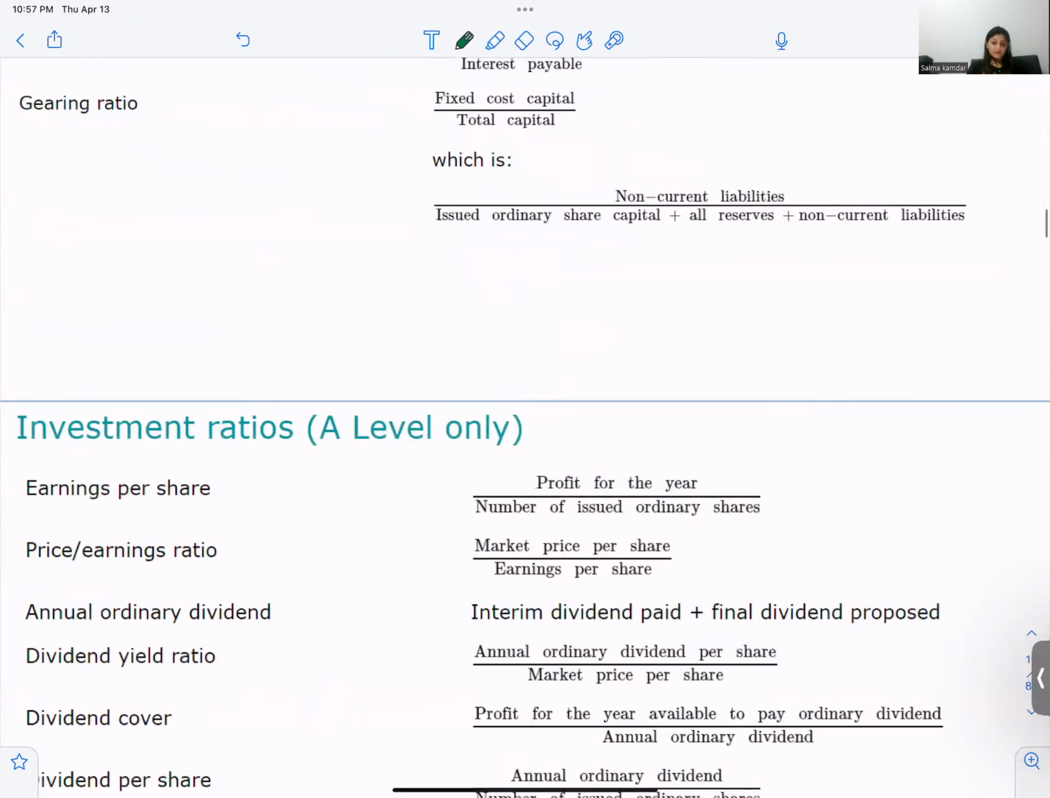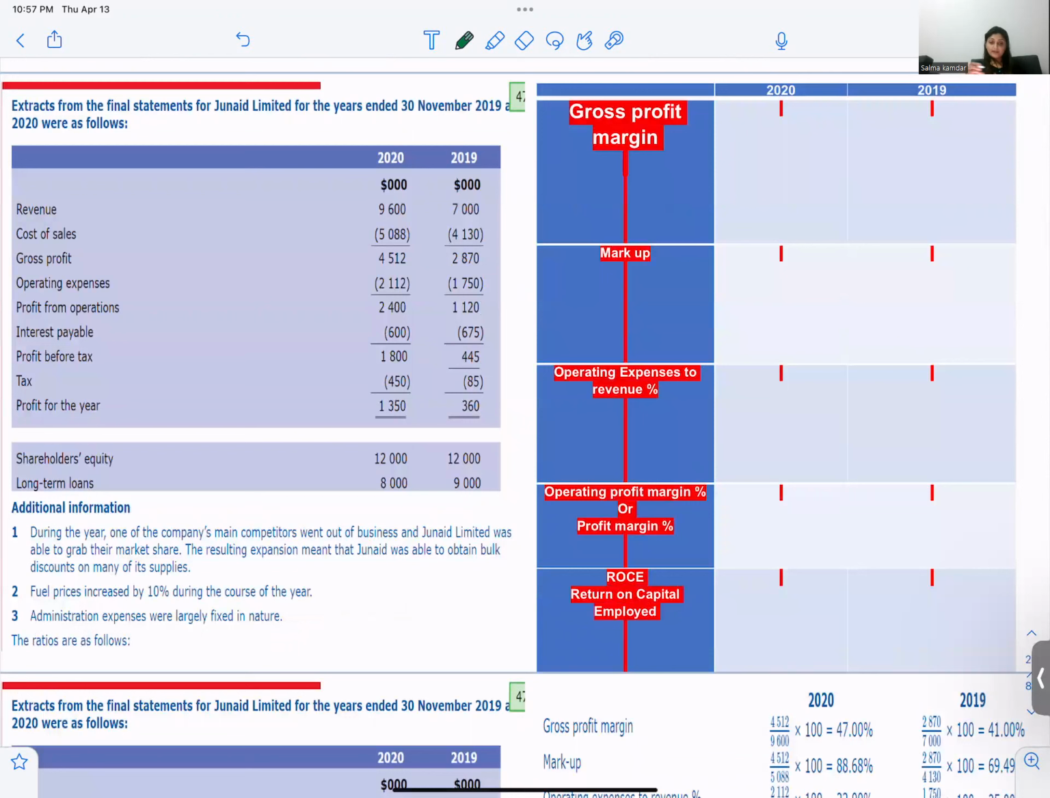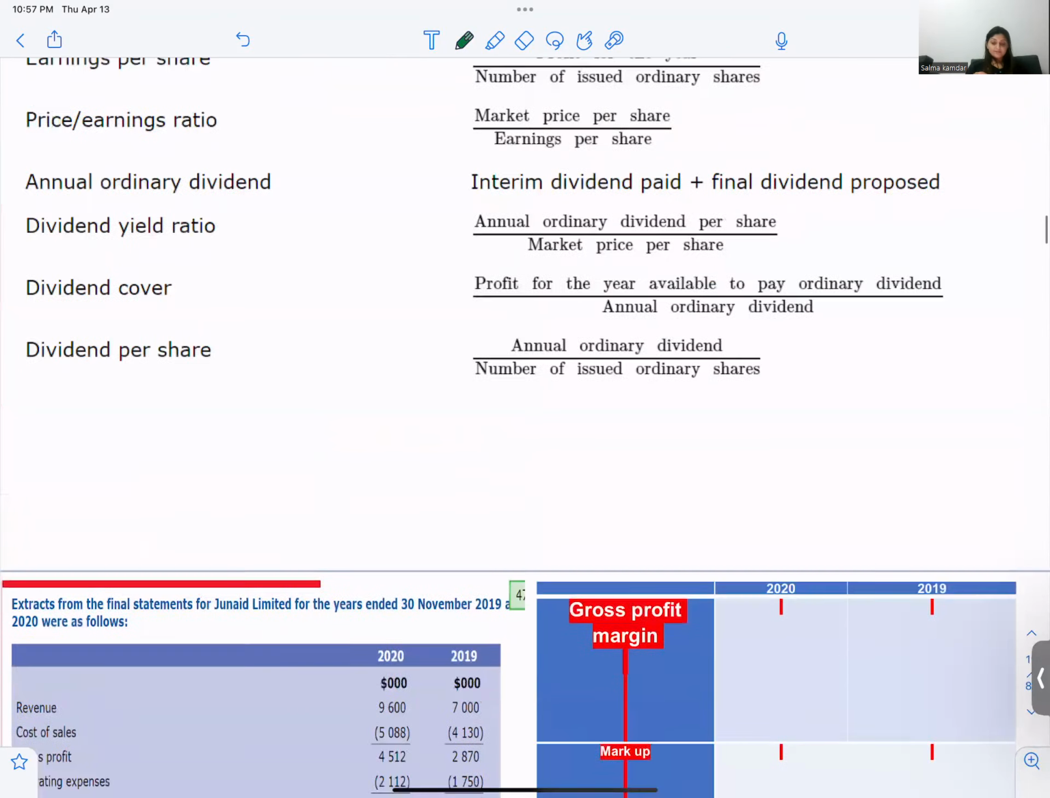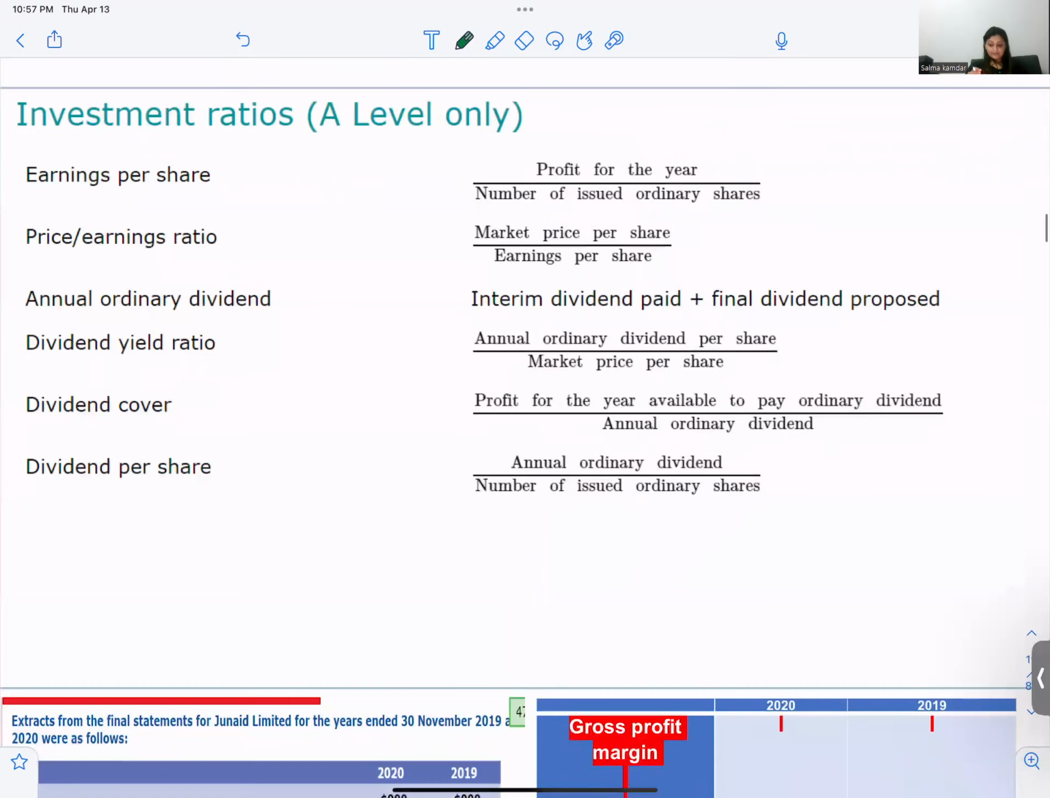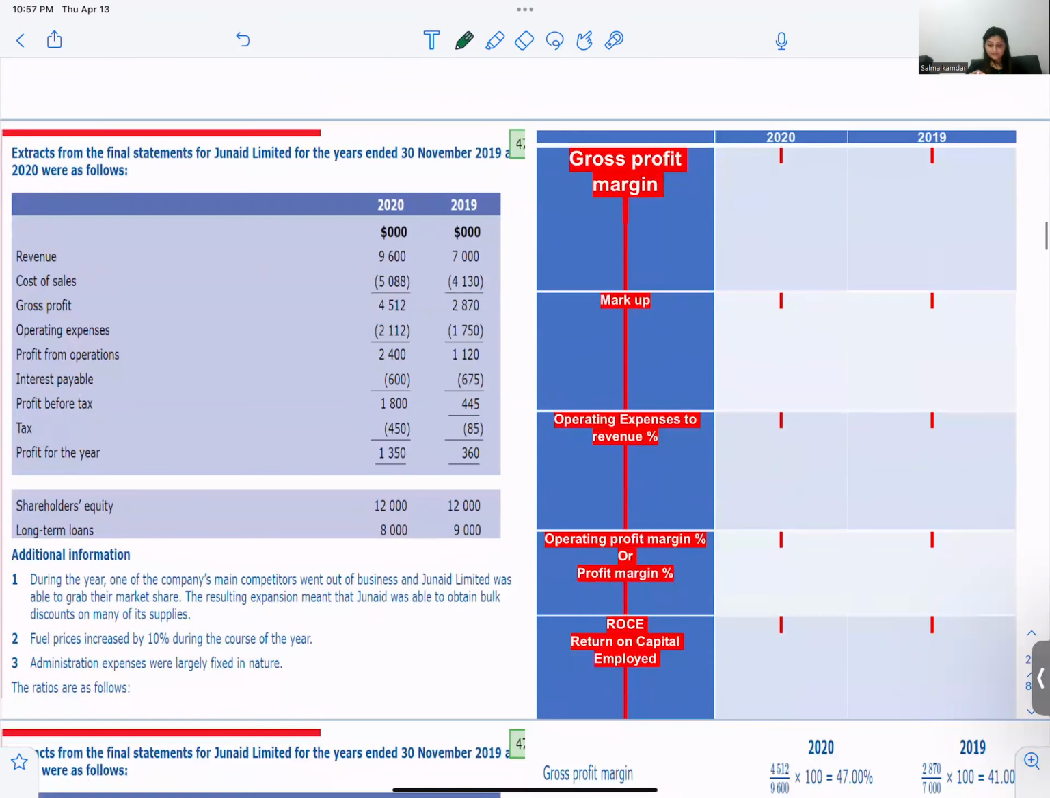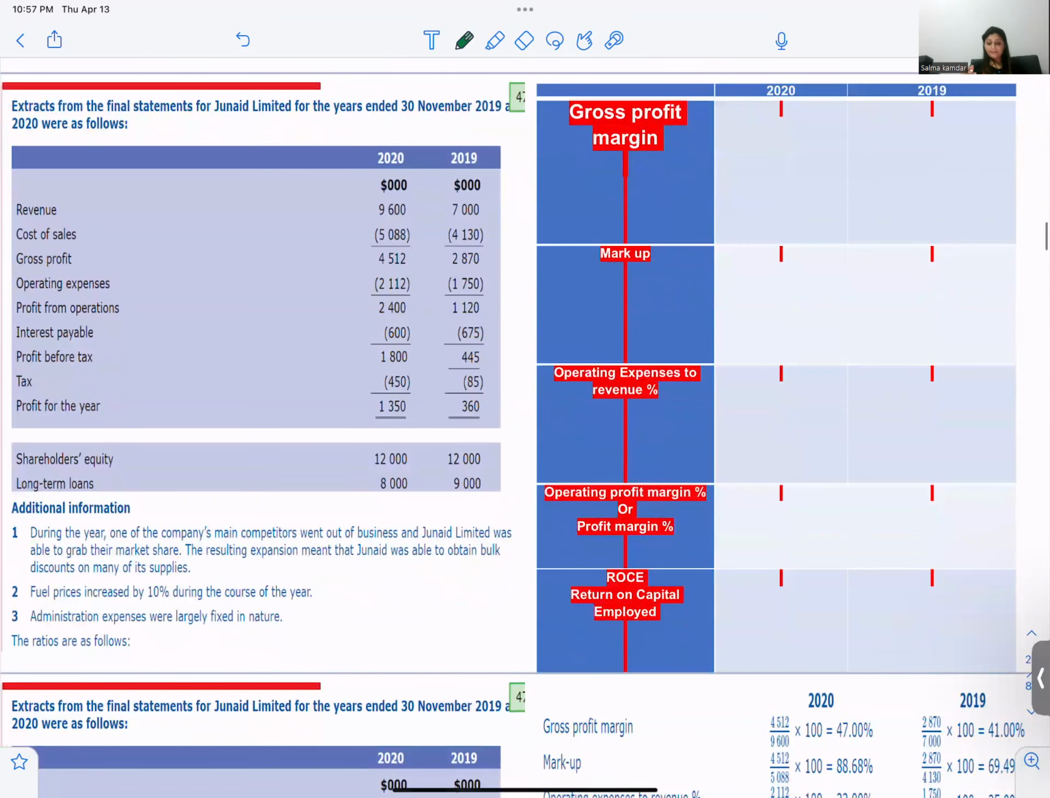Okay, very good. Now, this is the sum. You have 2 years over here. You have to find all the profitability ratios. What are the profitability ratios? Can you tell me orally? Profitability ratios are gross profit margin, markup, profit margin, operating expense to revenue, and return on capital employed. Okay, again, can you tell me what are the profitability ratios? Gross profit margin, markup, operating expenses to revenue, return on capital employed, and profit margin.